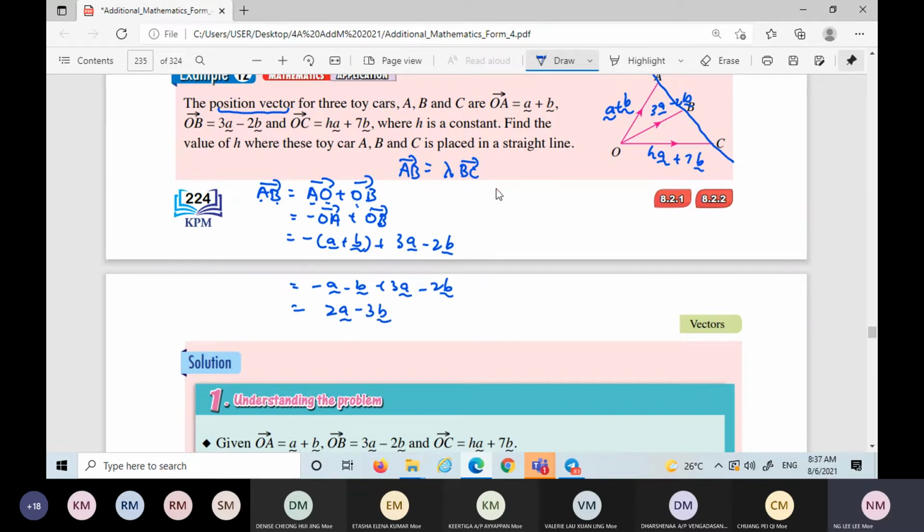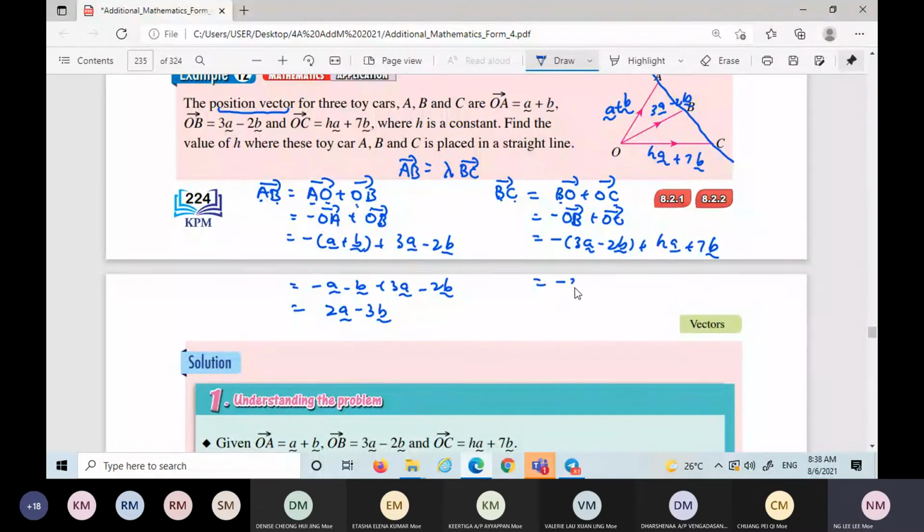Okay, now I do for the BC. Same thing will be BO, OC. BC is here, BC is here. The common one, I have only O. BO I don't have, I have OB, so I write it as negative OB. OB is 3A minus 2B. OC is HA plus 7B.